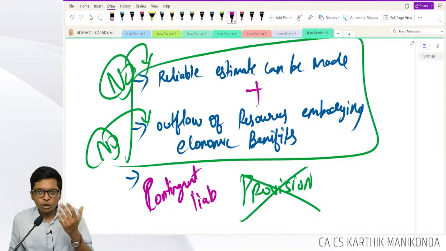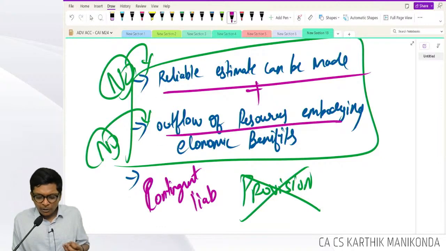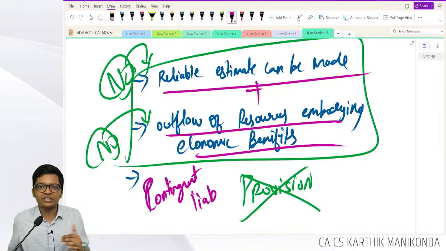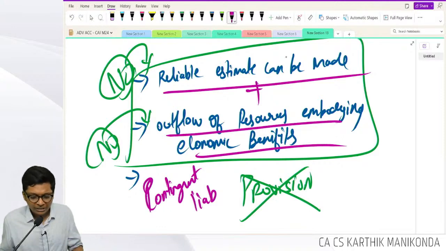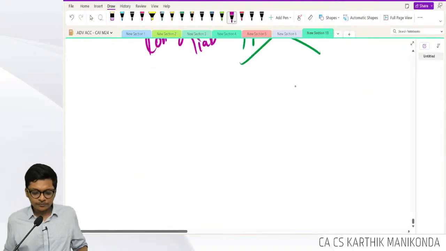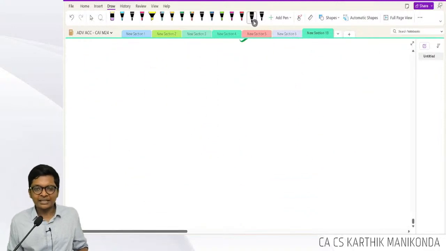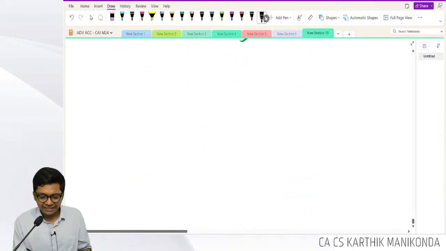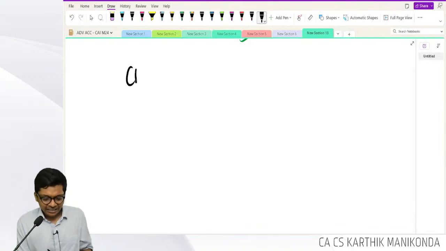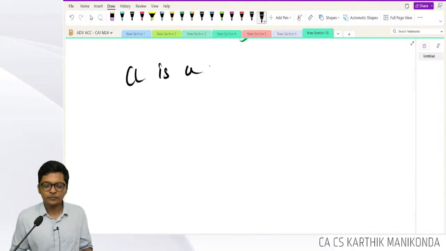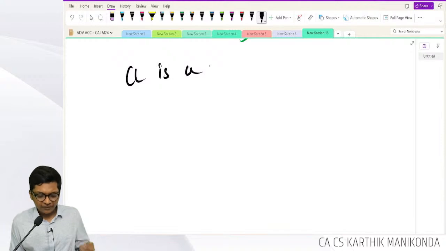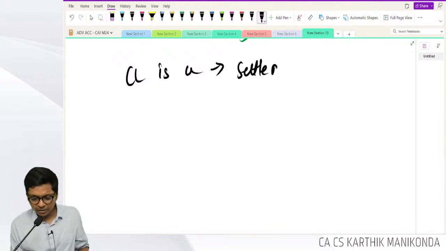Legal case, you are going to lose or not, I don't know. No reliable estimate can be made. Will there be outflow of resources? Depends if I win or lose the case. So I don't know. Therefore, contingent liability. One more definition for contingent liability. In simple, they are saying contingent liability is going to have contingent liabilities where there is going to be a settlement. I'm just giving you hints.